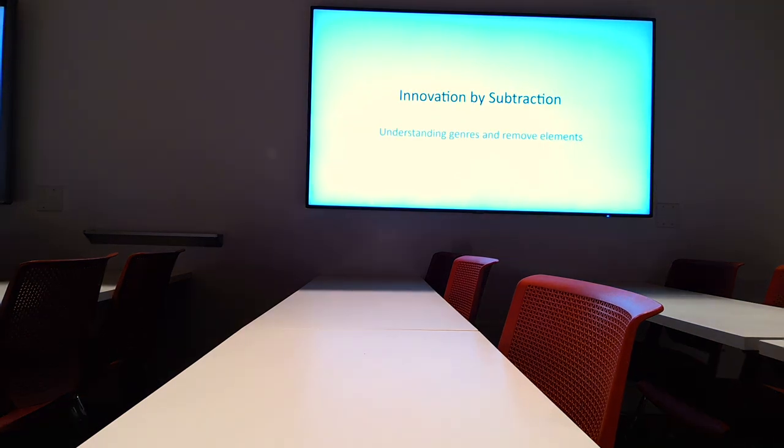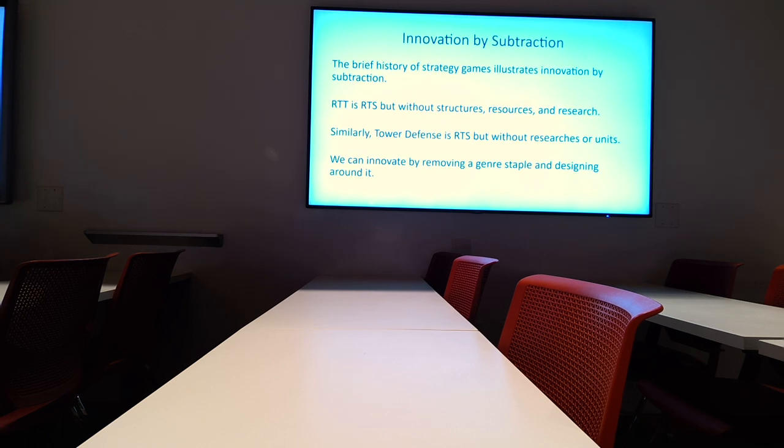So let's talk about subtracting it. Innovation by subtracting. And this is also why we went through all those examples in the strategy example. By breaking down the features, then we can understand better how to remove things. So RTP is RTS but without structure, resource, and research. Tower defense is RTS but without research and units. We can sometimes innovate by removing a genre staple and designing around it. Remember, we already went through our RTS example.